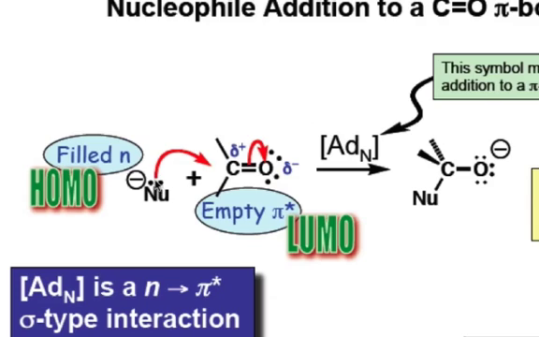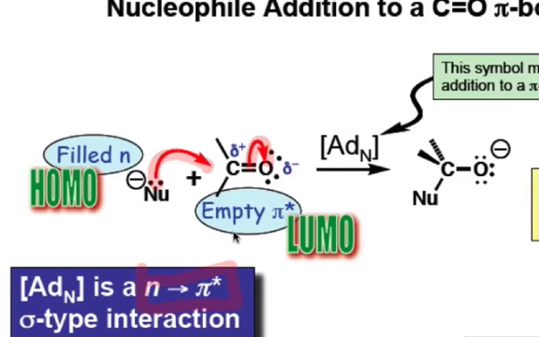You can see that the nucleophile is the electron source, donates its electrons into the pi star of the polarized pi bond, and electrons from the pi bond are kicked up to the more electronegative oxygen atom. From these arrows, we can see that this process is an n to pi star type interaction involving an n orbital on the nucleophile and a pi star on the electrophile.